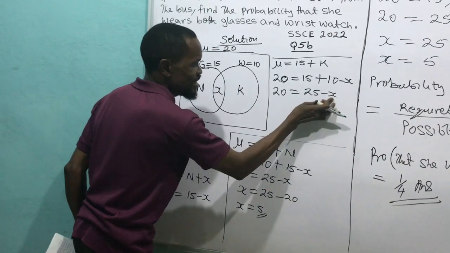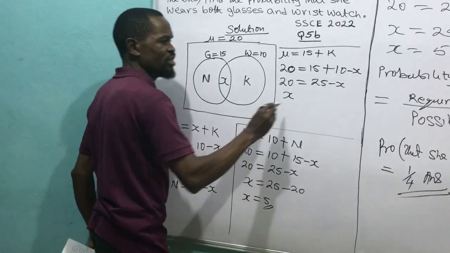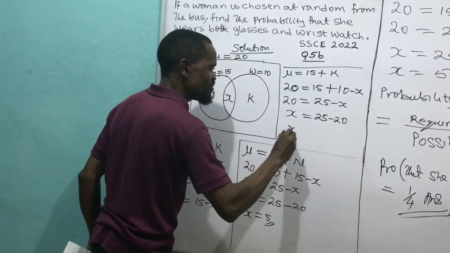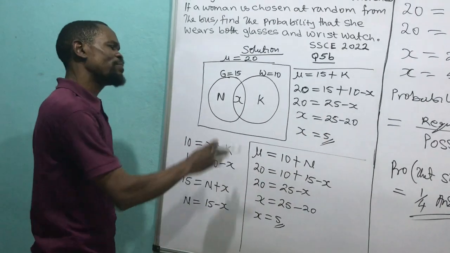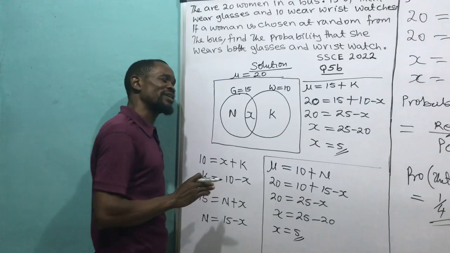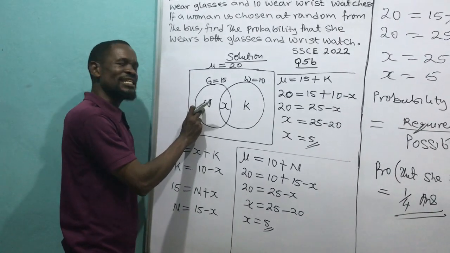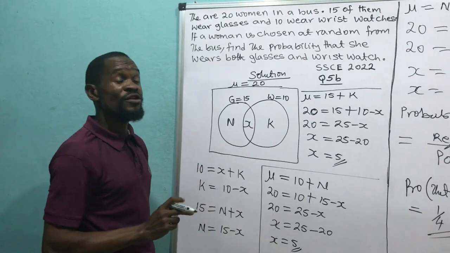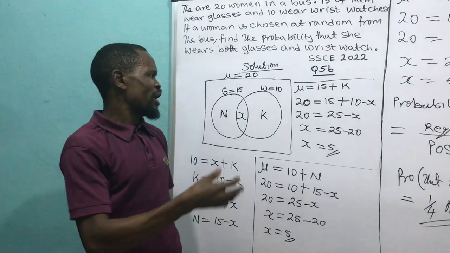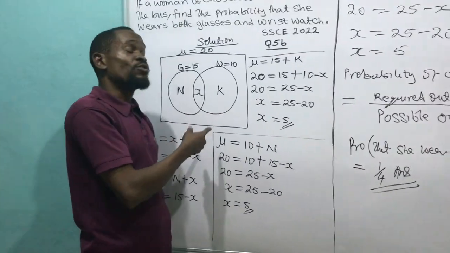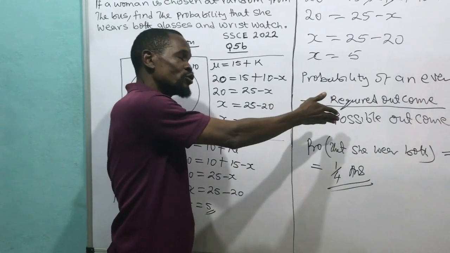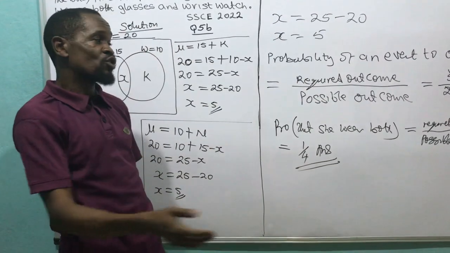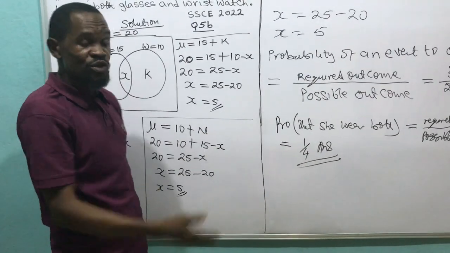And I will say 20 is equal to 25 minus x. Then here, this x coming over here becomes plus, which is positive. Then here, this 20 going over here becomes 25 minus 20. Then I will have my x equals 5. And that's the people that wear both glasses and rings watch. While n is those people that wear only eyeglasses, and k are those people that wear only rings watch. I believe you have captured a lot of things about two sets in this question. And also we have already learned how to use probability on a set, which is probability equals required outcome over possible outcome. And we use it to get that.